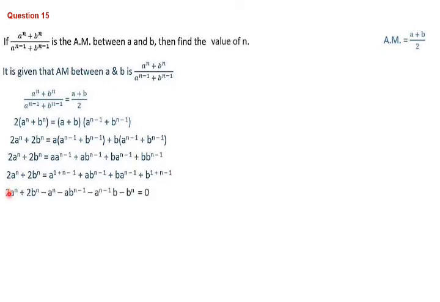2a^n + 2b^n. Then take these right hand terms all to the left. That means just arrange it in an order. Here plus 1 minus 1 will be cancelled. I'll show the cancellation so that it will be easy for you also. Plus 1 minus 1 cancel. Here also plus 1 minus 1 cancel.